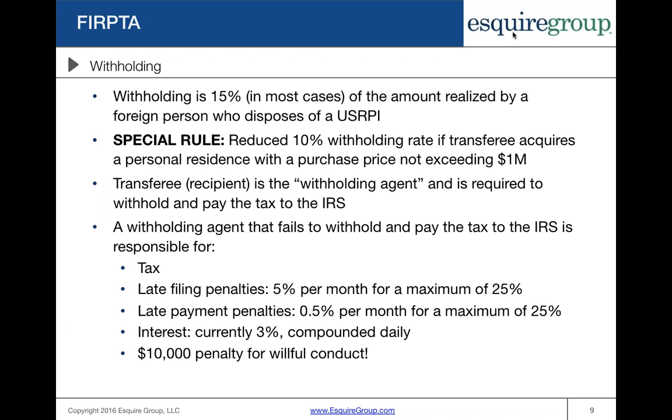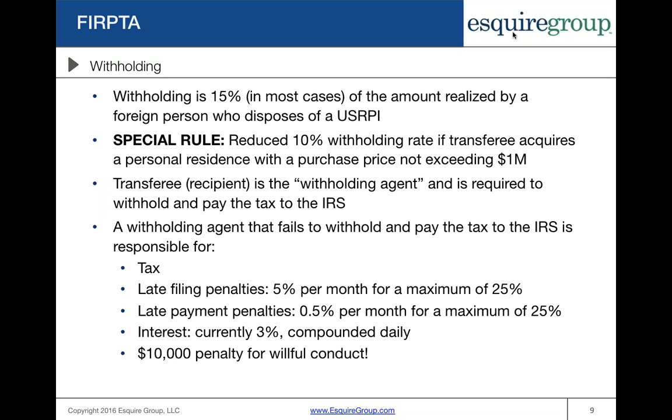There is a special rule where there is a reduced 10% withholding rate if the transferee, and the transferee in this example would be the person purchasing the U.S. real property interest, is acquiring a personal residence and the purchase price does not exceed $1 million. Then you have this reduced rate of withholding of 10%. Up until the end of last year, 10% was actually an across-the-board withholding rate. Under the PATH Act that was enacted in December of 2015, the withholding was increased from 10 to 15%. So that's a relatively new change.